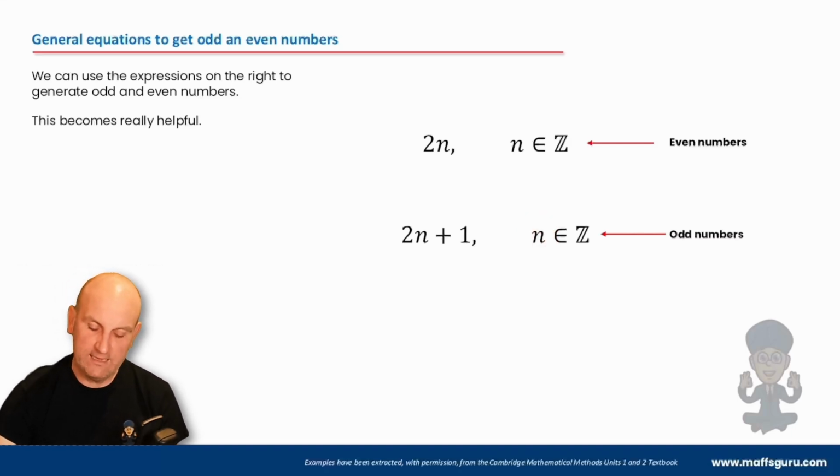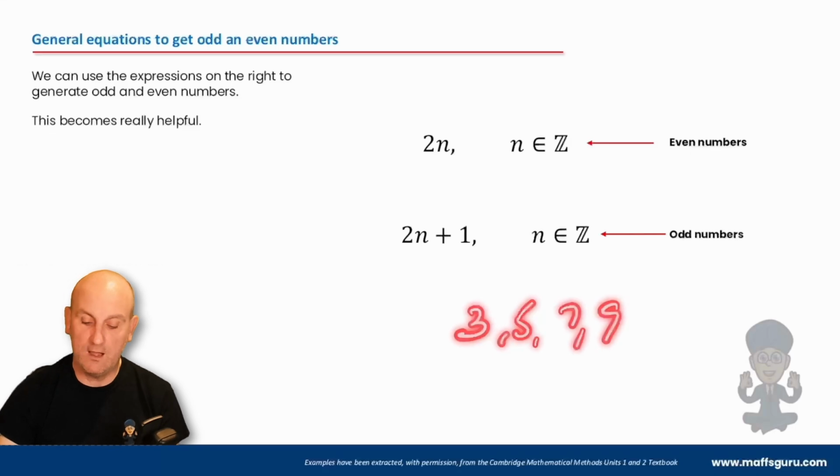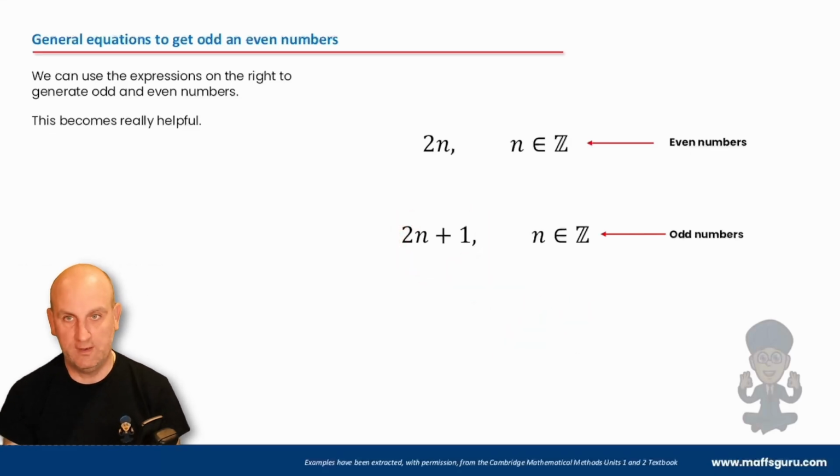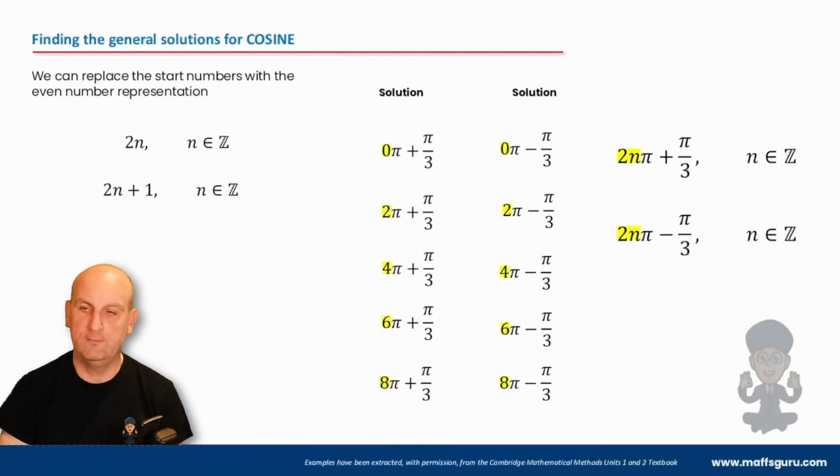What about here? Well, again, if I make n equals 1, 2 times 1 is 2 plus 1 is 3. If n is 2, I get 4, 5. So 3, 5, 7, 9. So this creates my odd numbers. Now, how is that going to be useful to me?